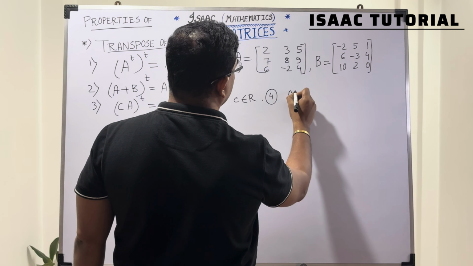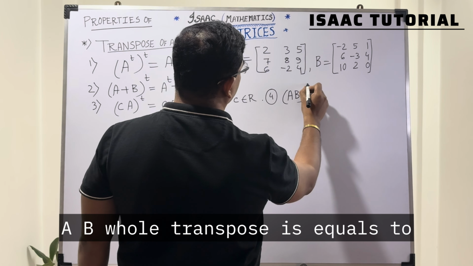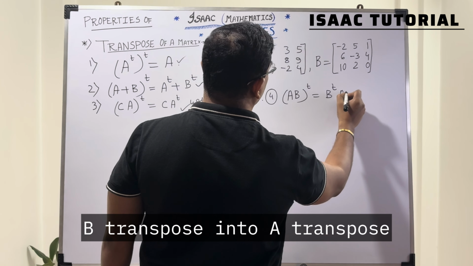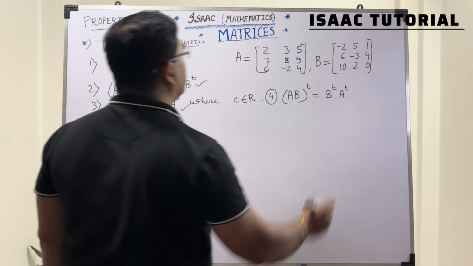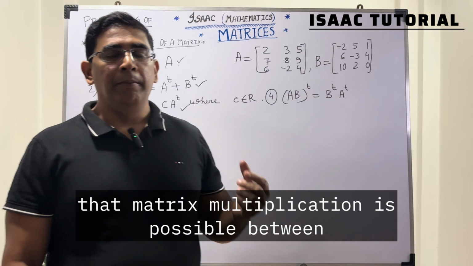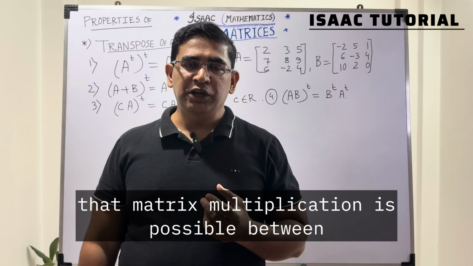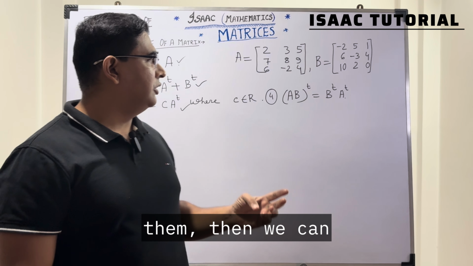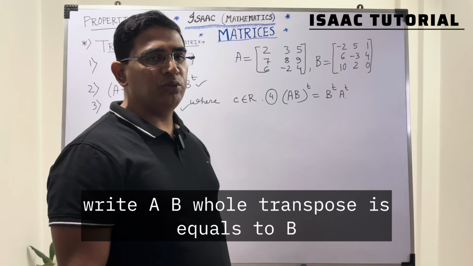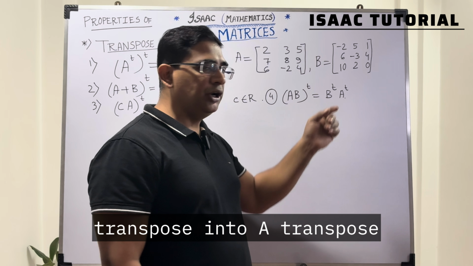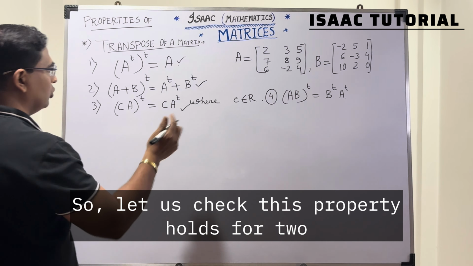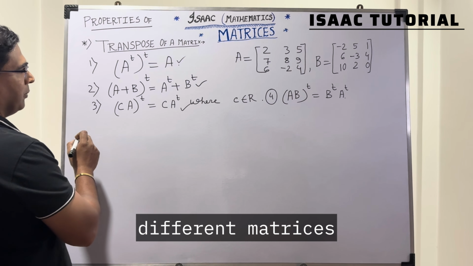Property 4. AB whole transpose is equals to B transpose into A transpose. If A and B are two matrices such that matrix multiplication is possible between them, then we can write A B whole transpose is equals to B transpose into A transpose. Okay, so let us check this property holds for two different matrices.